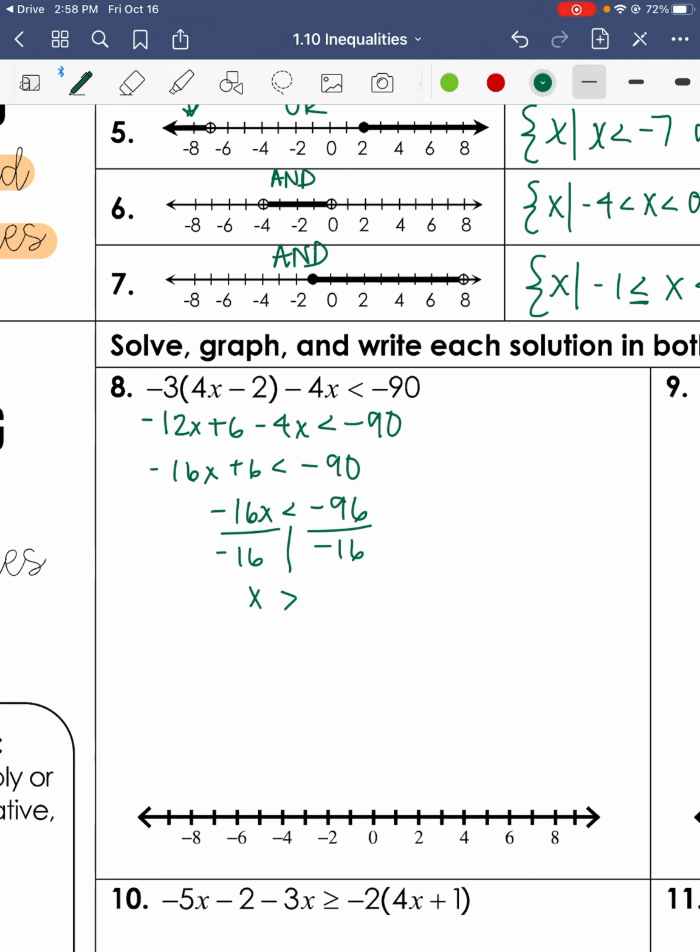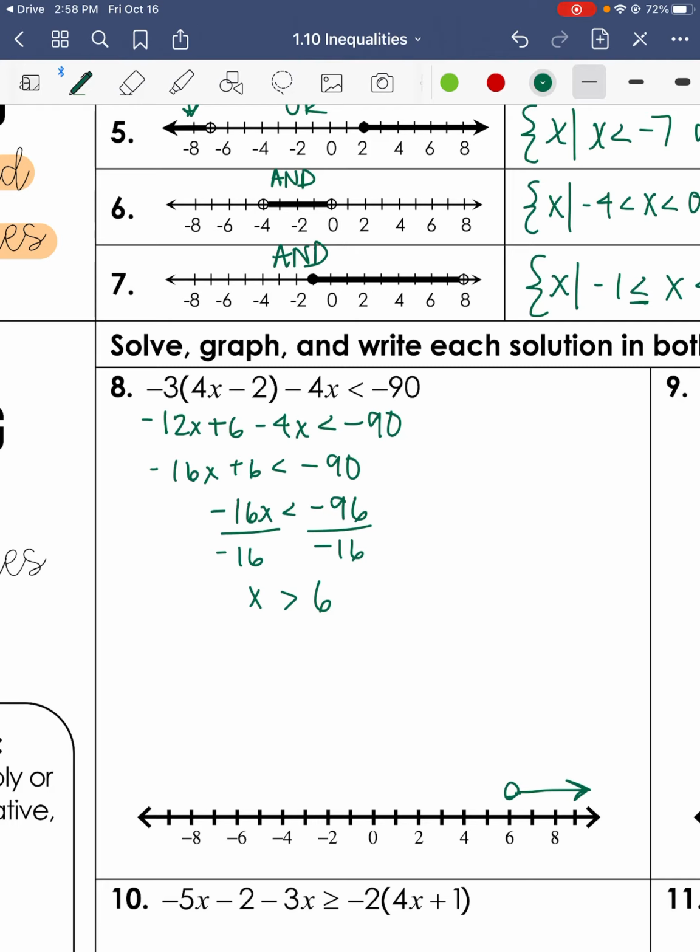We get x is greater than, right, because we're flipping the sign here because we divided by a negative. So x is now greater than whatever this is. I'm guessing it's a whole number. 96 divided by 16 is 6. So x is greater than 6, okay? So let's graph this. We're going to do an open circle over 6. We're going in the greater direction to all the bigger numbers, so our arrow is going to point right.